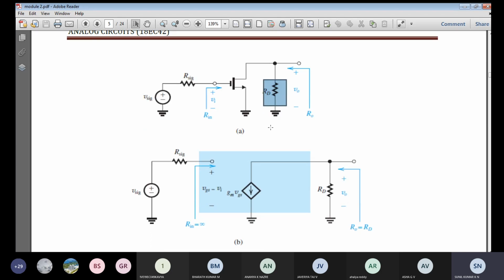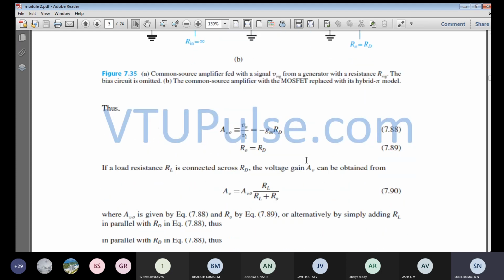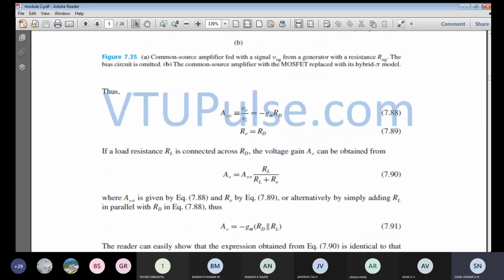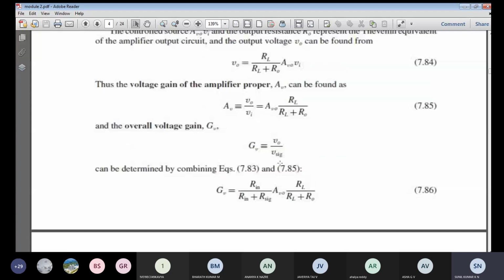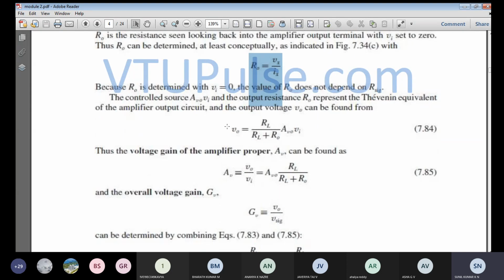Unilateral amplifiers. And here you can see the output resistance is just equal to RD, and the way you calculate it is by connecting a test voltage source across the output and a test current source, and finding out the voltage drop there, so that you find the output resistance. And then what is the output voltage?